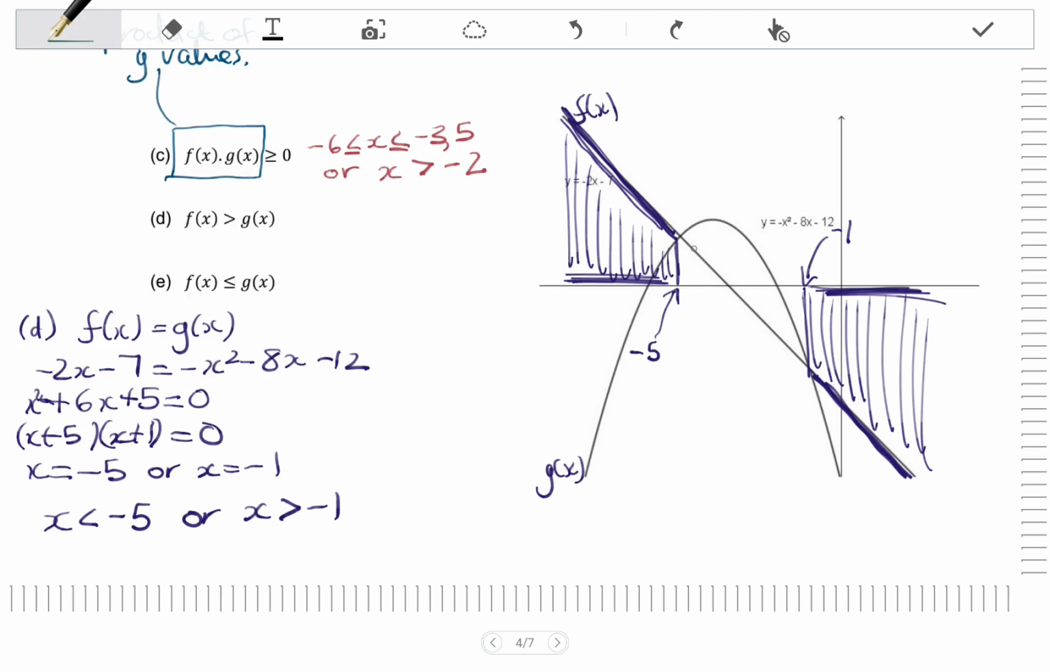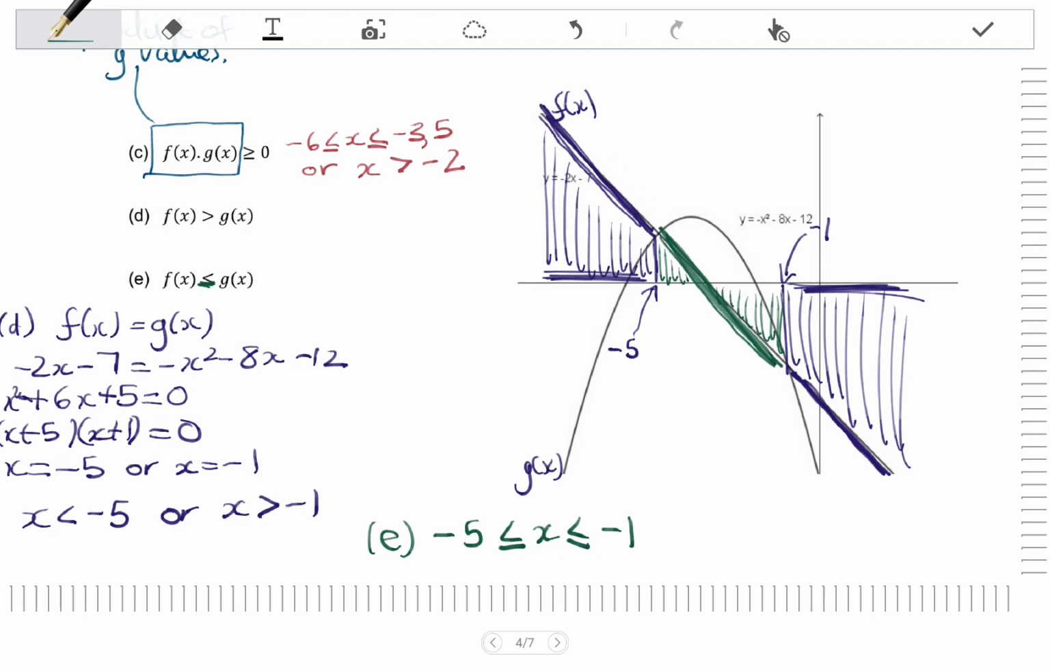So it can only be below g of x where it's not above, and we've just looked at where f of x was above g of x. At this part of the graph, f of x is below the parabola. There's one part of the graph, so I will have one inequality, and the x values range from negative 5 to negative 1. So my answer for E will be a double inequality: negative 5 is less than x less than negative 1. But because it also included where f of x was equal to g of x, I include the x coordinates of the points of intersection.